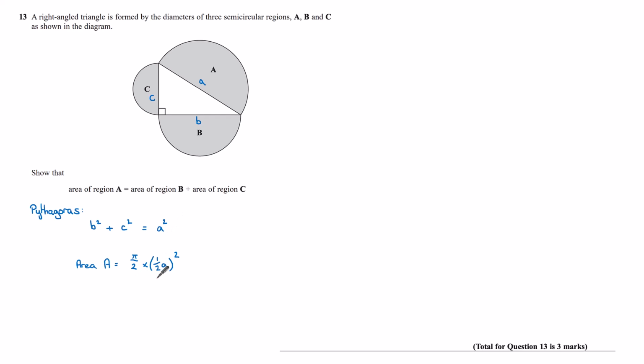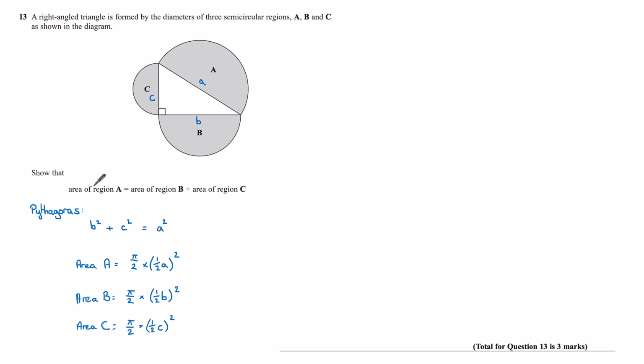And so r for area A is half A, because if A is the diameter, the radius is half of it. And so the area of a circle would be pi times half A squared, but we want a semicircle, so it's pi over 2 times half A squared. This is the same for B and for C.